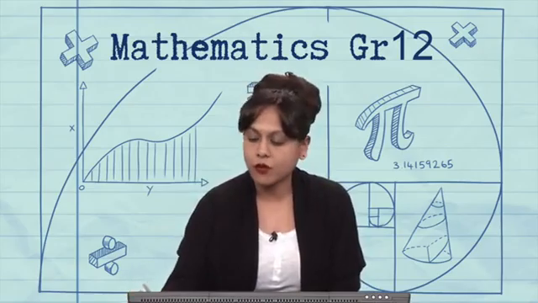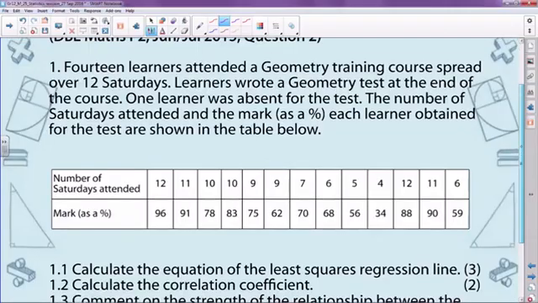So we've got that 14 learners attended a geometry training course spread over 12 Saturdays. Learners wrote a geometry test at the end of the course. Importantly, one learner was absent for the test. The number of Saturdays attended and the mark as a percentage each learner obtained for the test are shown in the table. Now, if you go through this, you'll see that your first row shows the number of Saturdays attended by each learner and then the mark that they received as a percentage.